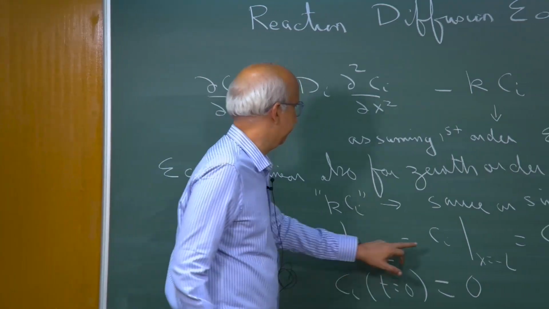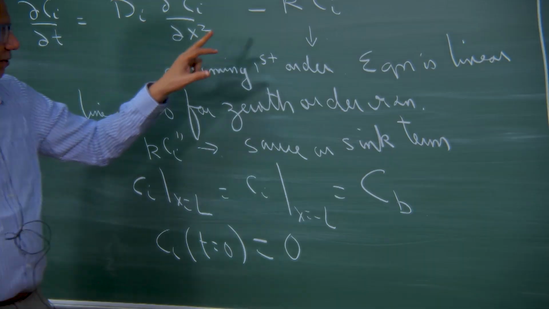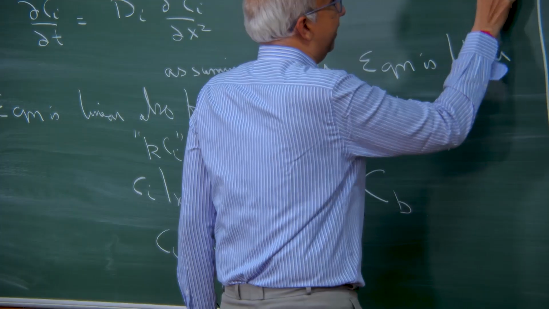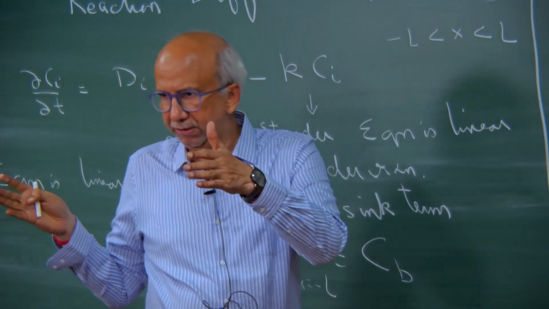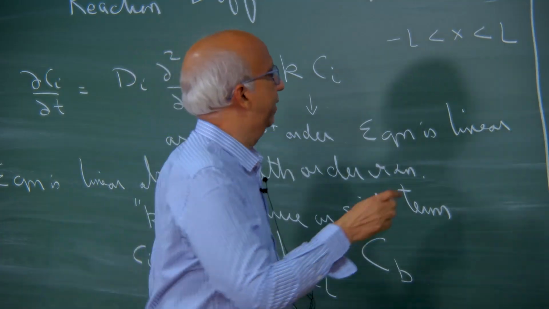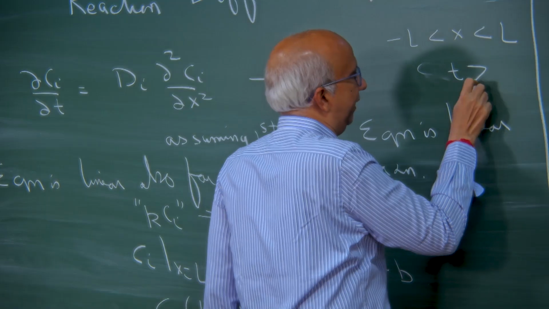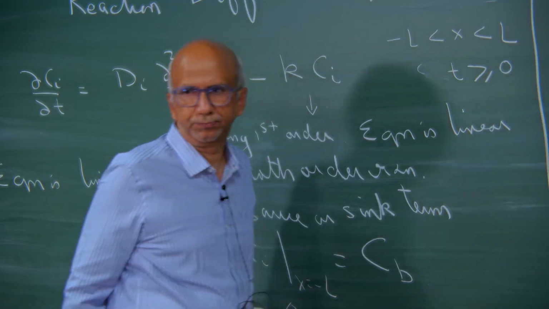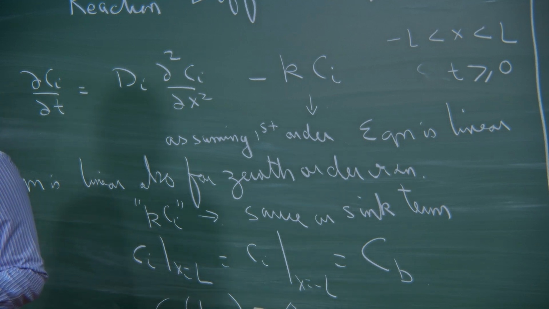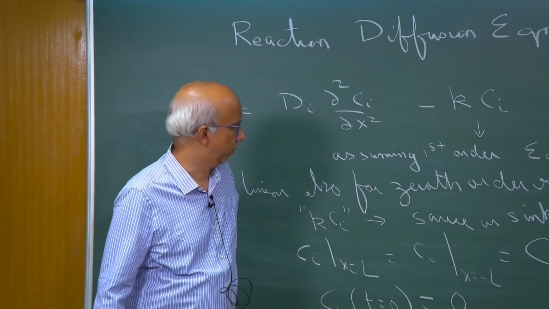So, that is my initial condition. I have two boundary conditions for the second order equation, because this whole thing is valid from minus L less than x less than L, because that is the thickness of my catalyst pellet, and this is valid for t greater than or equal to 0. That is the domain over which this equation is valid. I can't use this equation in any other domain.